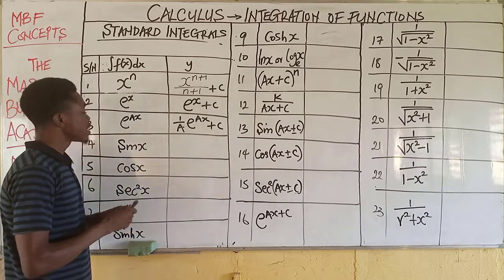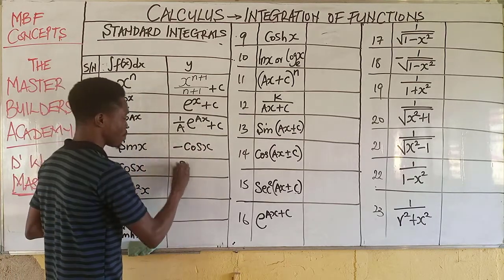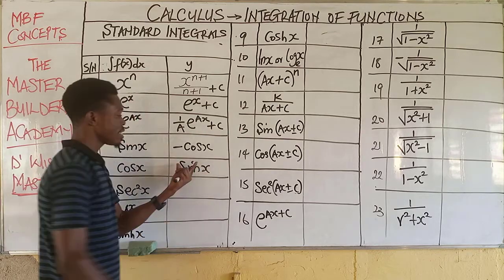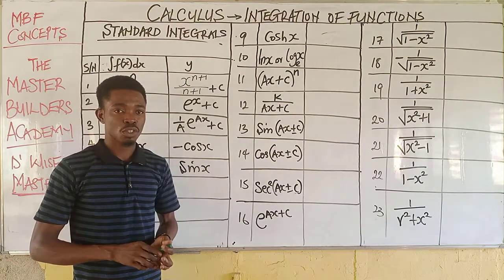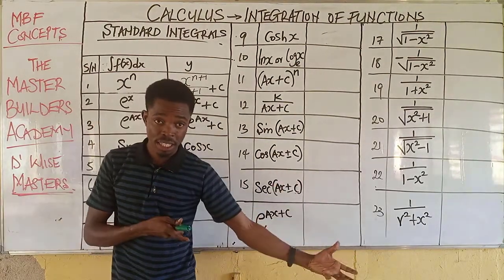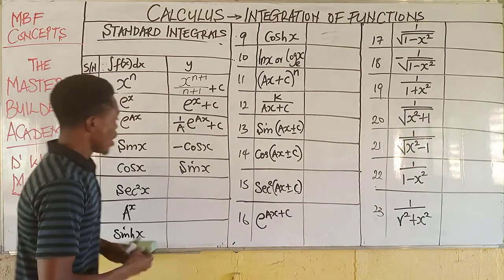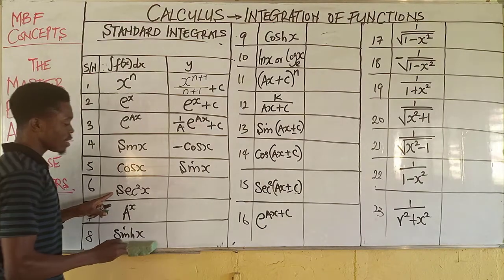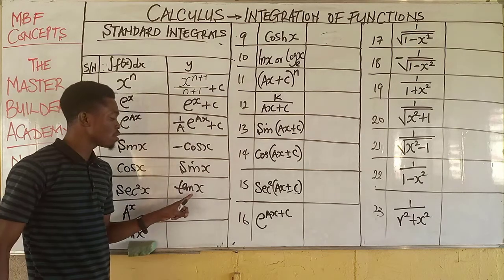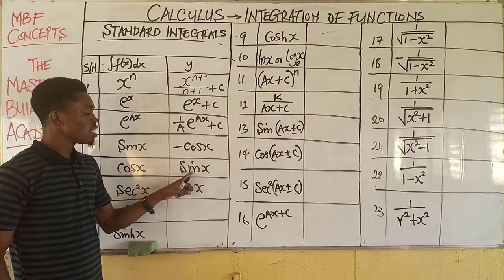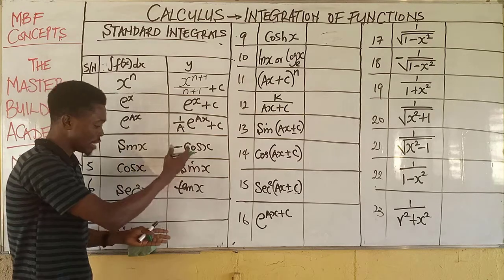Now, when you integrate sin, you have negative cos. And when you integrate cos, you have positive sin. We said earlier that this is the reverse of differentiation. Differentiation increases the coefficient, but integration reduces the coefficient. Now, when you integrate sec square x, you have tan x. Just the same way, when you differentiate tan x, you have this. When you differentiate sin x, you have this. And when you differentiate cos x, you have negative sin. This is what we have here.